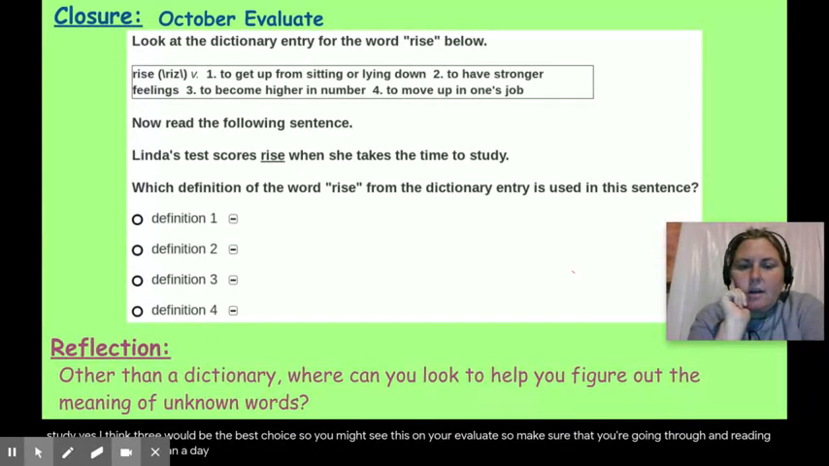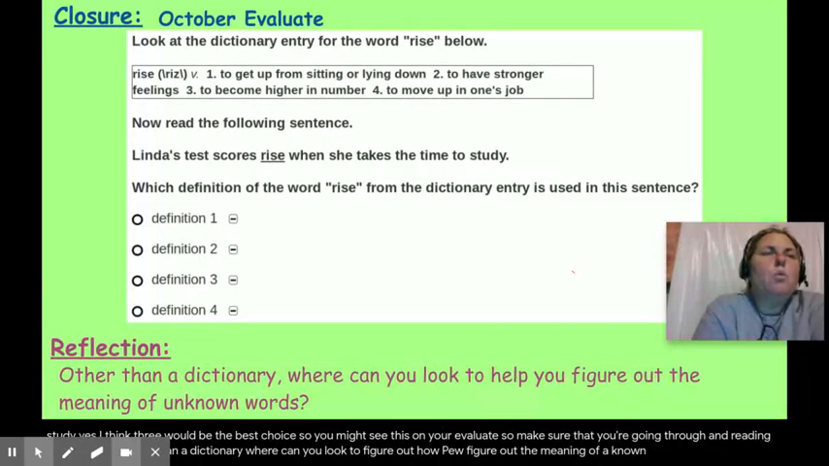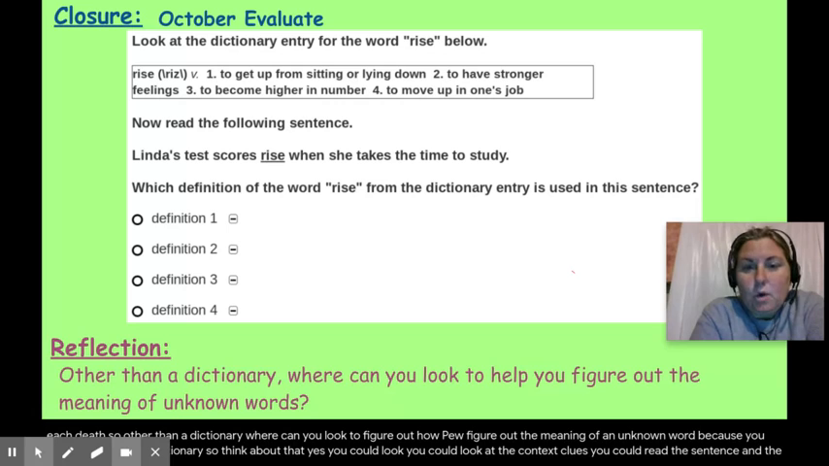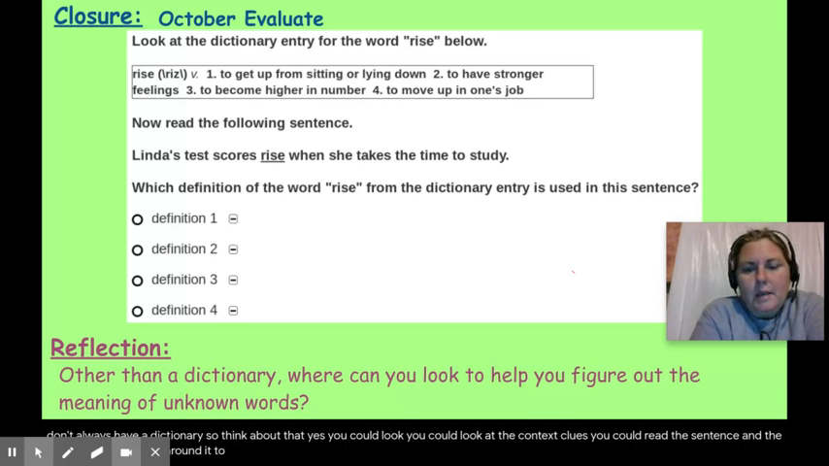So other than a dictionary, where can you look to help you figure out the meaning of an unknown word? Because you don't always have a dictionary. So think about that. Yes, you could look at the context clues. You could read the sentence and the words around it to figure out what it means.